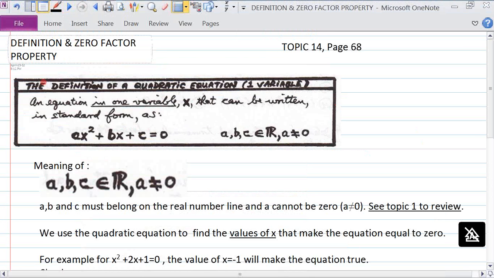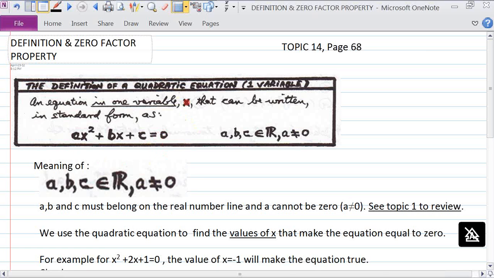So first of all, what's the definition? Well, the definition is an equation in one variable x that can be written in the standard form as ax squared plus bx plus c equals 0. So this is a quadratic equation. There's one variable x, there's an x squared term, there's an x to the power 1 term, plus c, which is some number, equals 0. So this is the standard form of a quadratic equation.